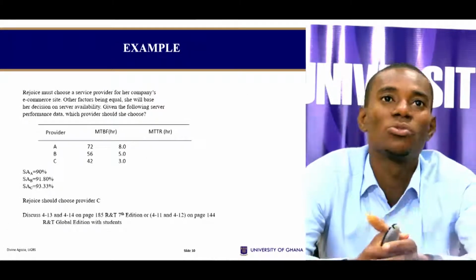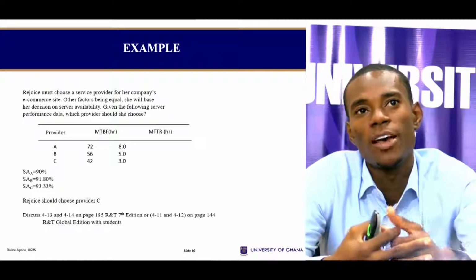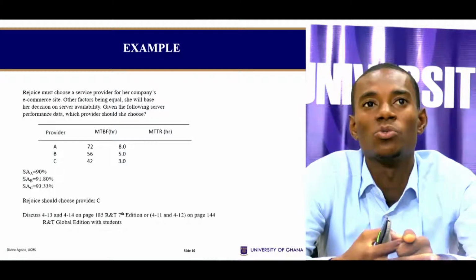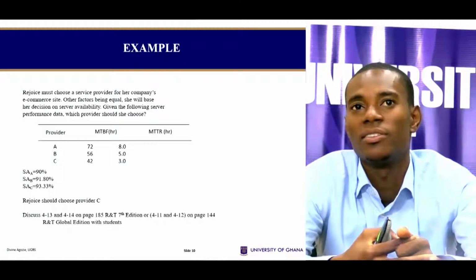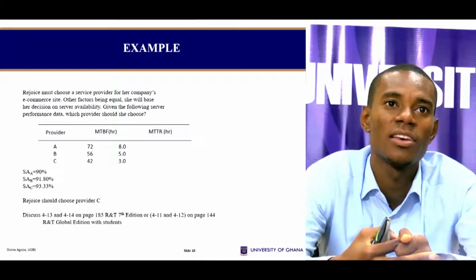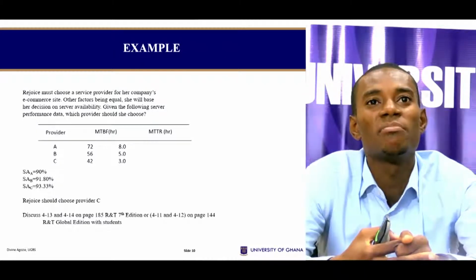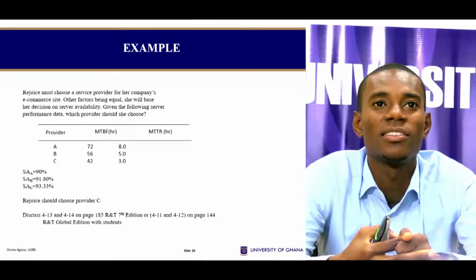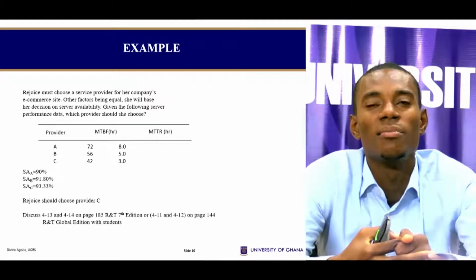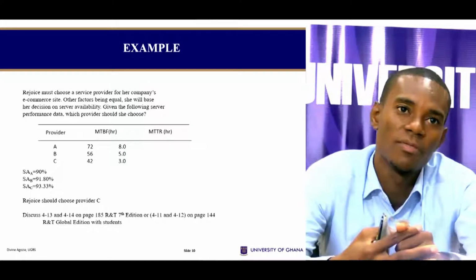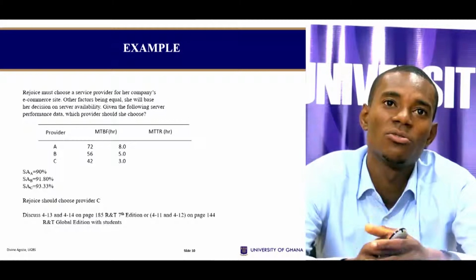So Rejoice must choose a service provider for a company's e-commerce site. Other factors being equal, she will base a decision on the server availability. The information is provided here in the data. So we have providers A, B, C. The mean time before failure in hours for provider A is 72, for provider B is 56, and C is 42. The mean time to repair in hours is 8 hours, 5 hours, and 3 hours respectively. So you can easily just do this and compute.